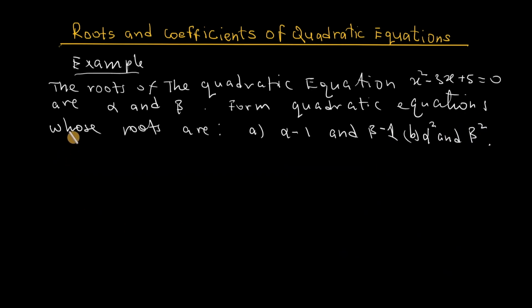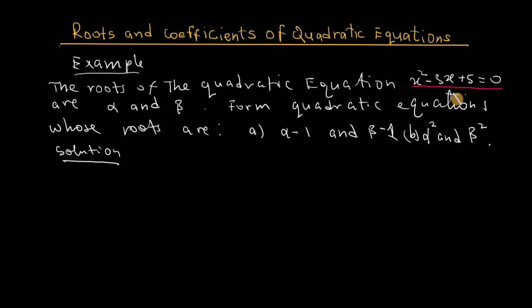More examples. The roots of the quadratic equation x squared minus 3x plus 5 equals 0 are alpha and beta. Form quadratic equations whose roots are a, alpha minus 1 and beta minus 1, b, alpha squared and beta squared. So to form a new quadratic equation, the first step we need to take is to look for the sum of roots and product of roots of this equation given.